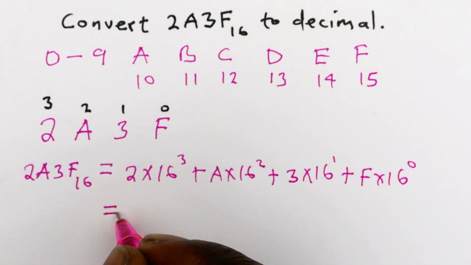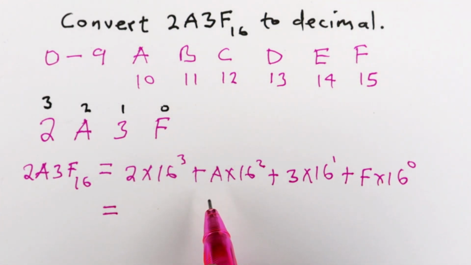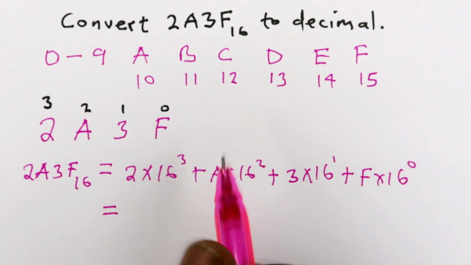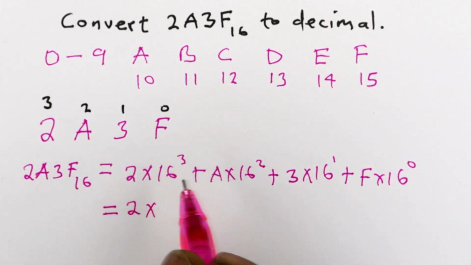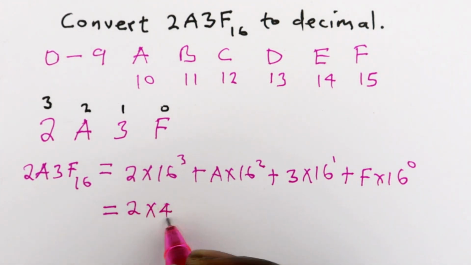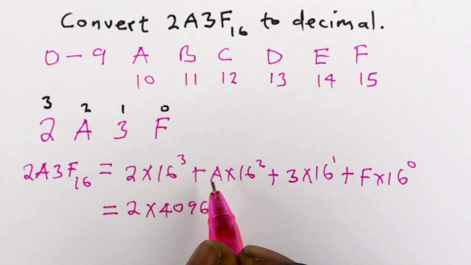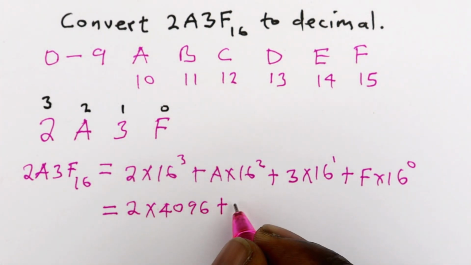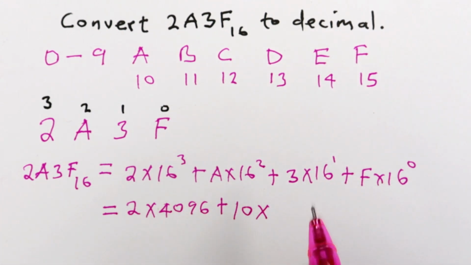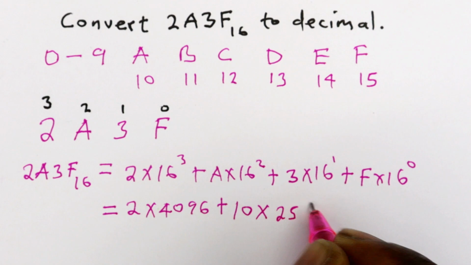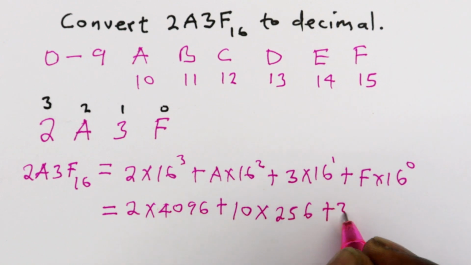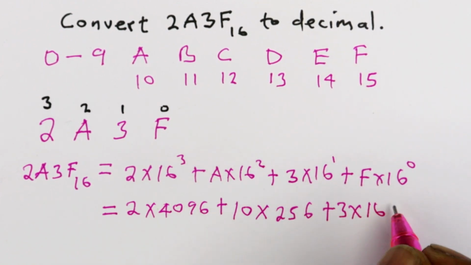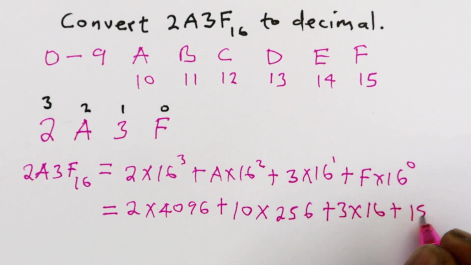So the next step is just to write these letters in their corresponding decimal values. So we have 2 times 16 cubed. 16 cubed is 4096, plus A, and A is 10, so that is 10 times 16 squared, that is 10 times 256, plus the next one, which is just 3 times 16 raised to power 1, that is 16, plus F, and F is 15 times 16 raised to power 0, which is just 1.